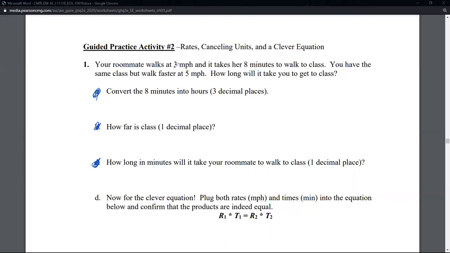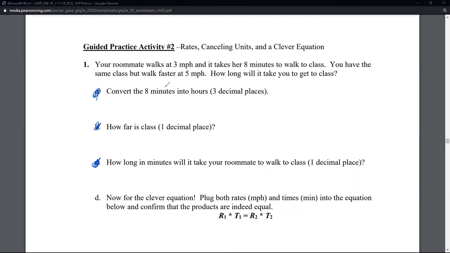So you walk slower at 3 miles an hour, and it takes you 8 minutes to walk to class. But your roommate, who walks much faster at 5 miles per hour, maybe a really solid power walk or a mild jog, how long will it take to get to class? This is actually a concentration idea, because you both have the same distance to cover. That's the same, quote, volume, if you will. So you have the same distance to cover, but one of you is going to cover it faster, which means that they should be able to do it in less time.